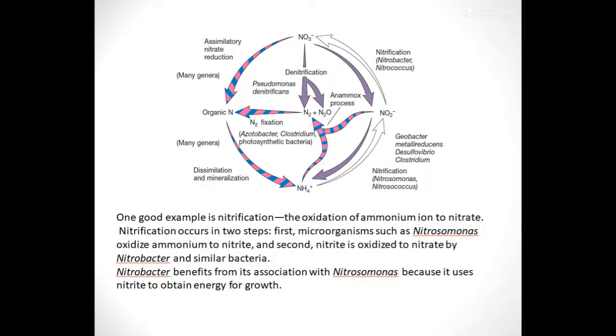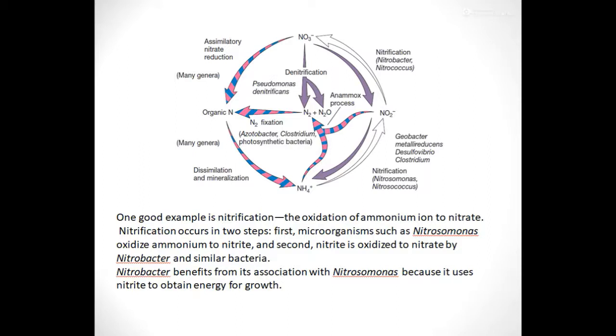One example is the oxidation of ammonium to nitrate. This process normally involves two steps. First, microorganisms such as Nitrosomonas oxidize ammonium to nitrite. Then the nitrite is oxidized to nitrate by Nitrobacter as well as certain similar organisms. So here you can see that Nitrobacter benefits from the association with Nitrosomonas because it uses the nitrite to obtain energy for growth.